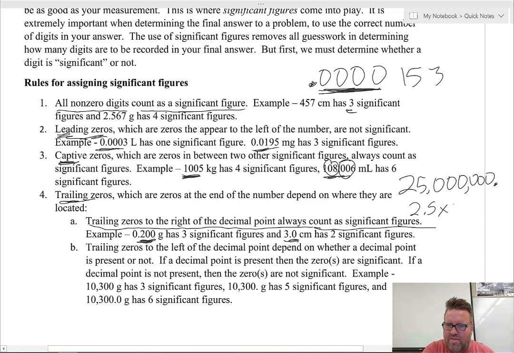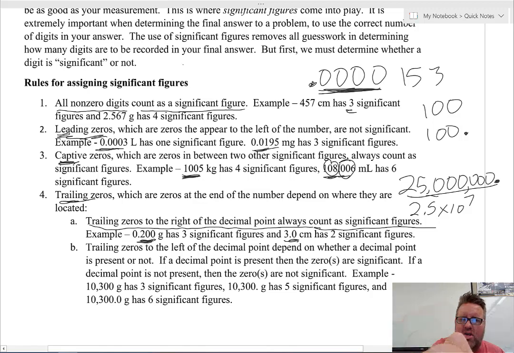Okay, 2.5 times 10 to the 7th. Now, those zeros, when a decimal point is not written like this, do not count. They are not significant. Okay? But if you put a decimal point there, just like this, now you just made them significant. So like the number 100, the number 100 has one significant figure. The number 100 with a decimal point at the end has 3 significant figures.